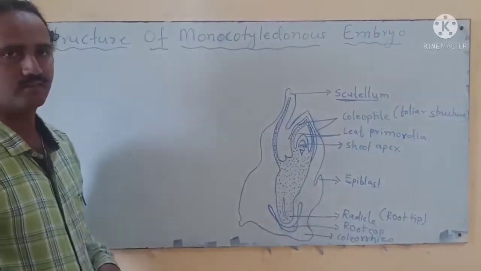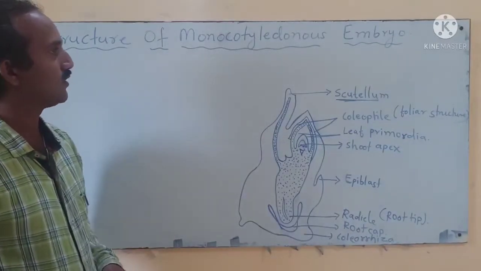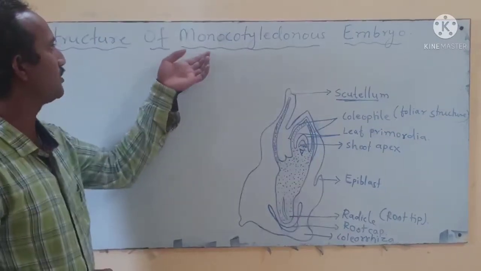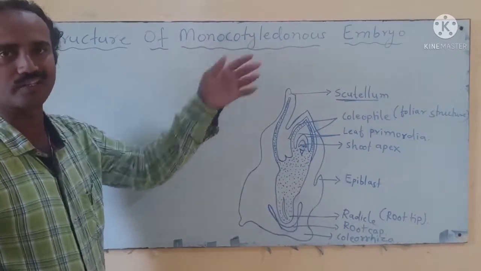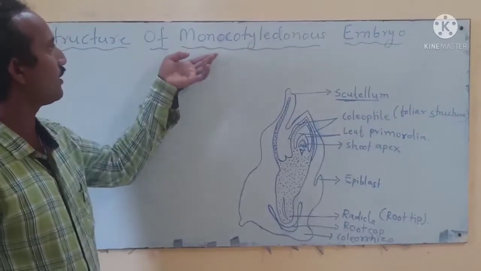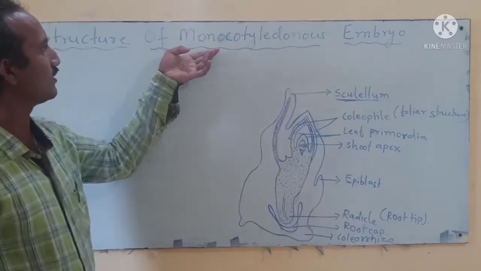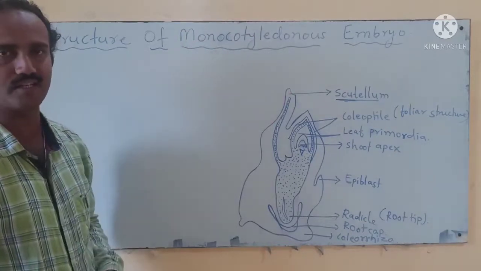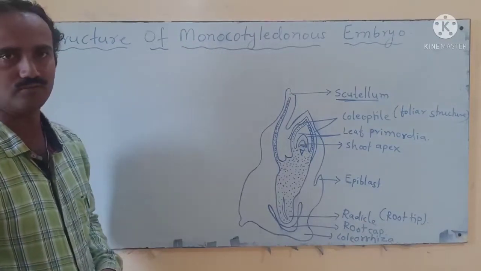In this, they possess only one cotyledon. That's why they are named monocotyledons. So they have only a single cotyledon. Mono means single. A single cotyledon is present in their embryo.